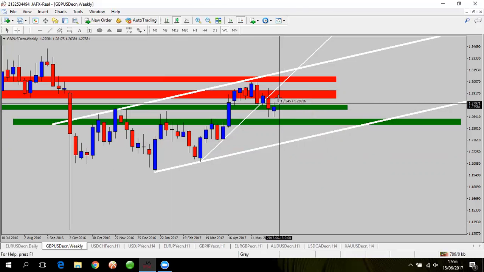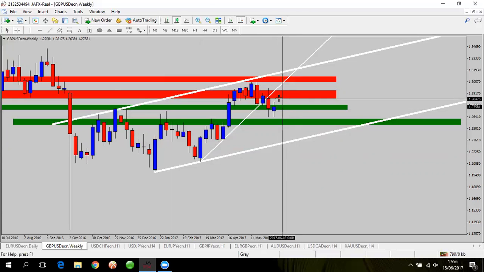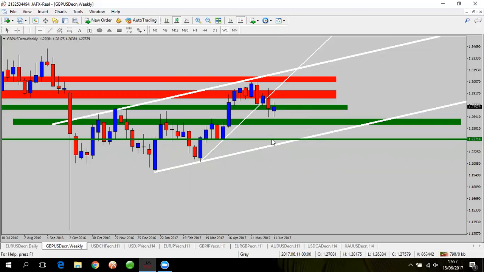Personally, I think next week we will leave a wick, a high somewhere in this zone here, or even just a bit below it, and we will then see a fall to 125s, if not a bit lower. Our first stop is this support level right here in the market. We see our support level right here also. So that's currently where we are.